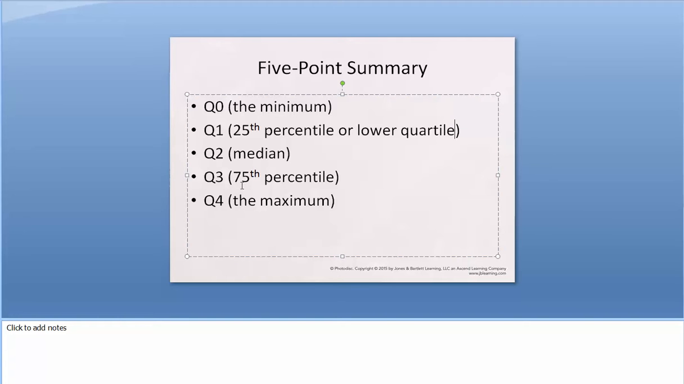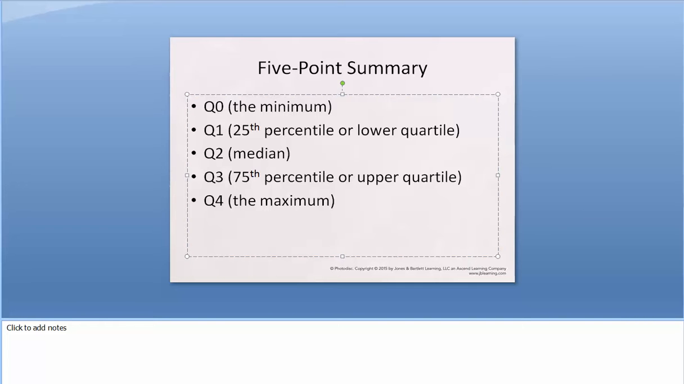Q1 is the lower quartile, and then Q2 is the median. Q3 is the upper quartile, and then Q4 is the maximum. So if you report this, the user can make sense of how the data is spread out.